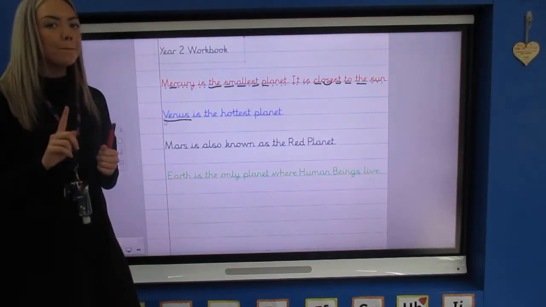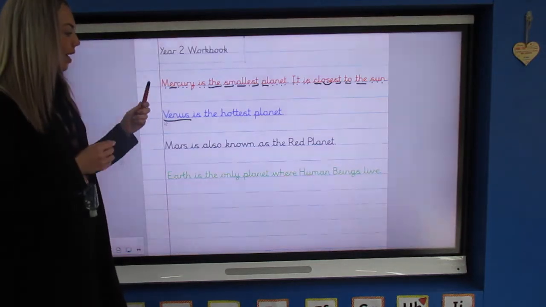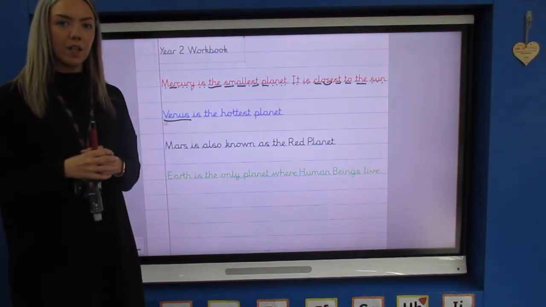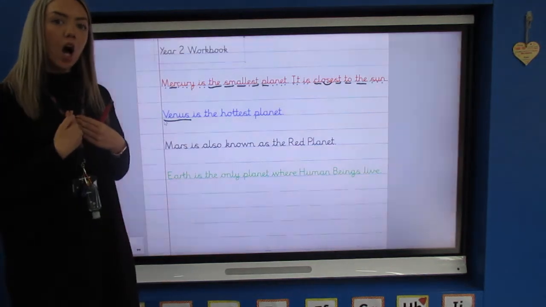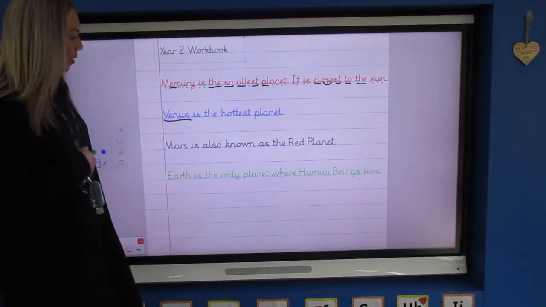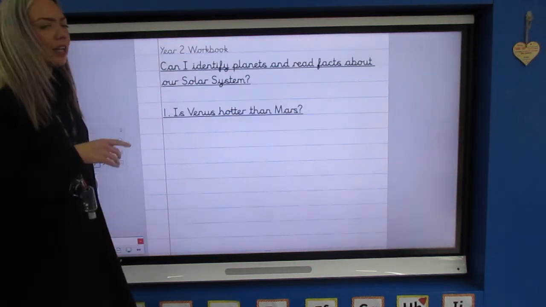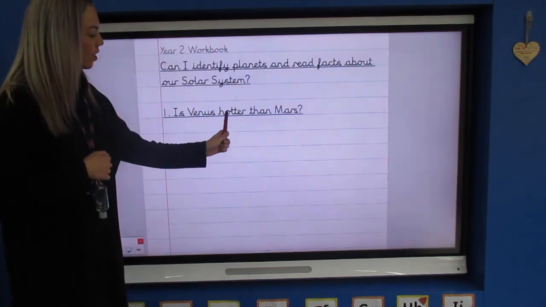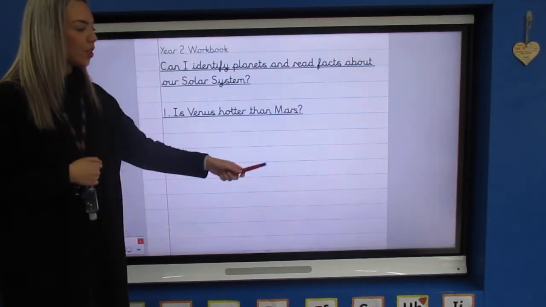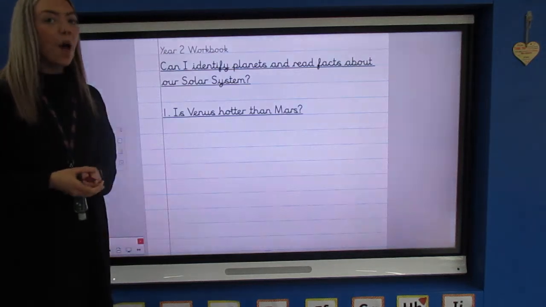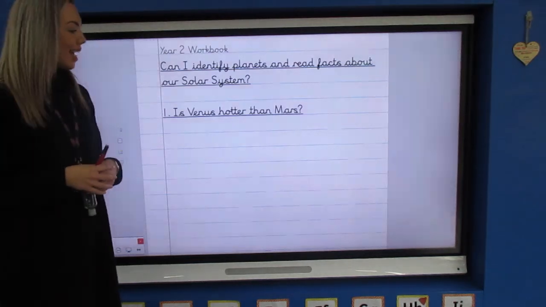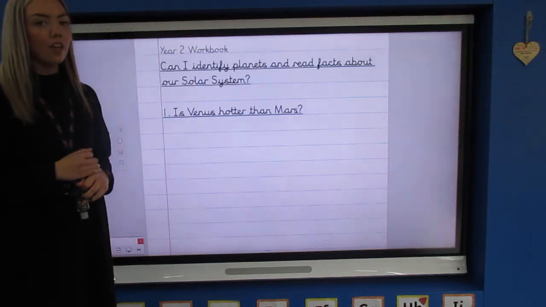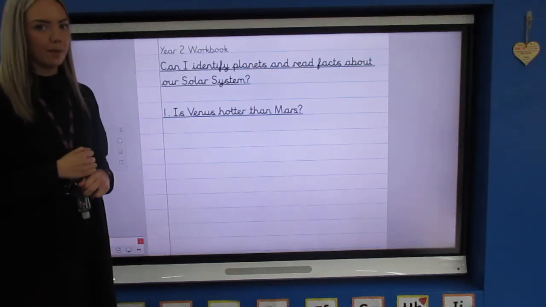Yes, because it is the hottest planet. So we've just answered our question. So let's go forward then. And we're going to make sure it makes sense before we write it. So is Venus hotter than Mars? Yes, because it is the hottest planet in the solar system.